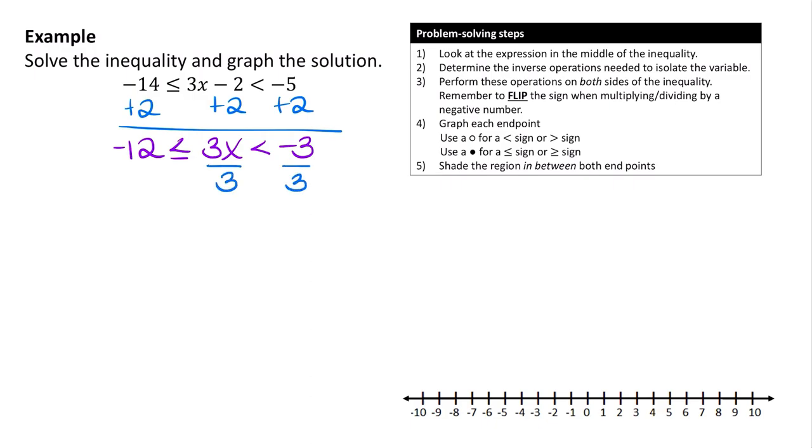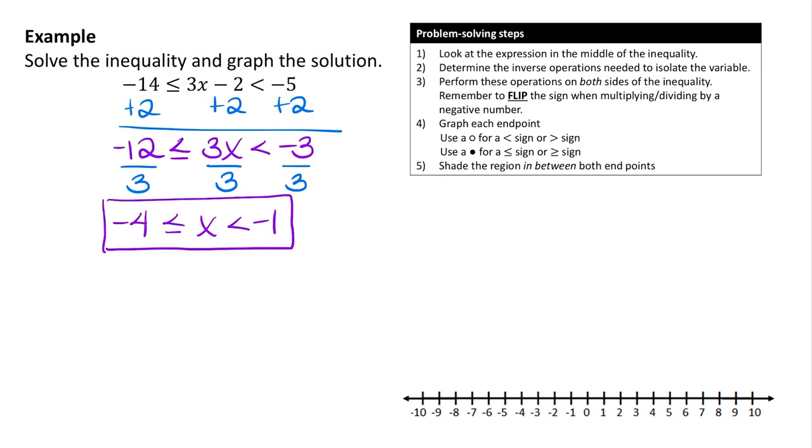So now to solve for x, I need to divide by 3, which means I'm going to be dividing everywhere by 3. So negative 12 divided by 3 is negative 4, and that's less than or equal to x, which is less than negative 1. So here's my solution, and now I'm going to go to my number line and graph it. So at negative 4, I'm going to use a filled-in circle, and at negative 1, I'm going to use an open circle. And then I'm going to shade the region that's in between my endpoints.